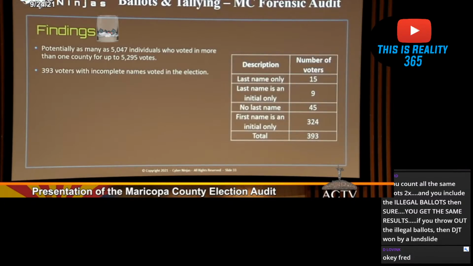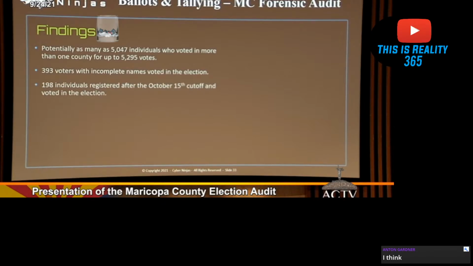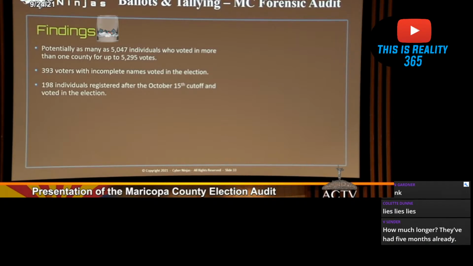We had 393 voters with incomplete names that voted in the election. This included individuals with last name only, last name that is just an initial, no last name, or first name that is just an initial. And again, there are some cases where this could happen, but this is not a frequent thing that you typically see. We also had 198 individuals who registered after the October 15th cutoff and yet still voted in the election.